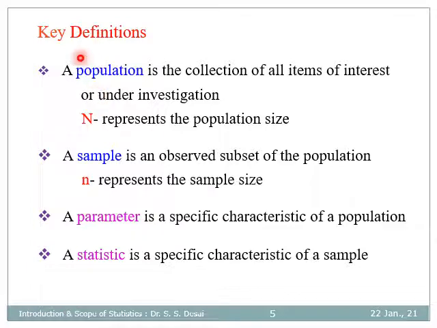These are the key definitions. First one is population. A population is the collection of all individuals of interest under investigation. Here capital N denotes the population size. Next one is a sample. Sample is an observed subset of population. Small n denotes the sample size. Parameter. A parameter is a specific characteristic of a population. Statistic. Statistic is a specific characteristic of a sample.